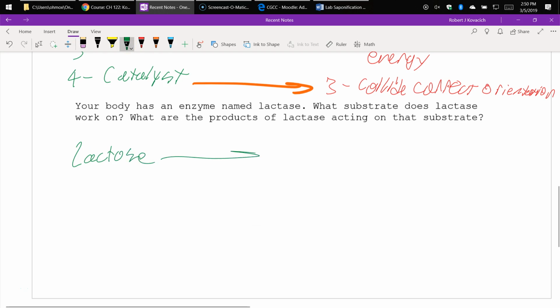So when lactase, I'm writing the lactase over the top of this arrow. For what reason? It's a catalyst and it's over the arrow and it's not a reactant or a product because it persists after the reaction's finished. So when I take lactose and allow lactase to interact with it, what do you get? What are the products? Glucose and galactose.